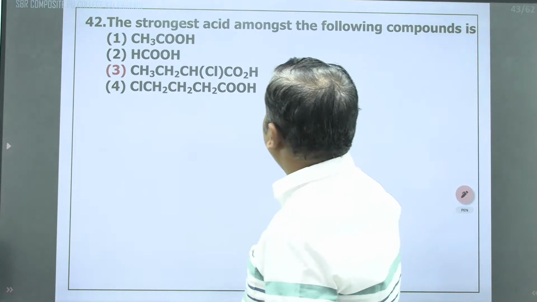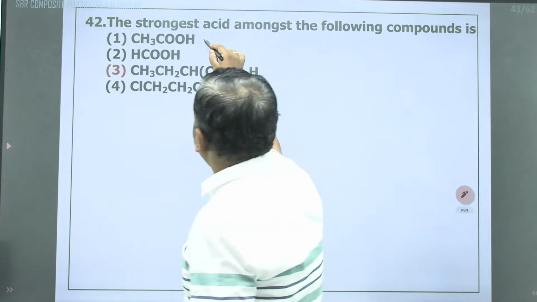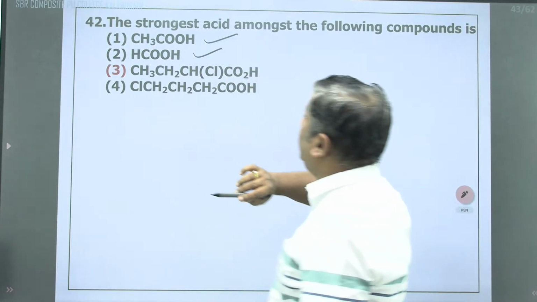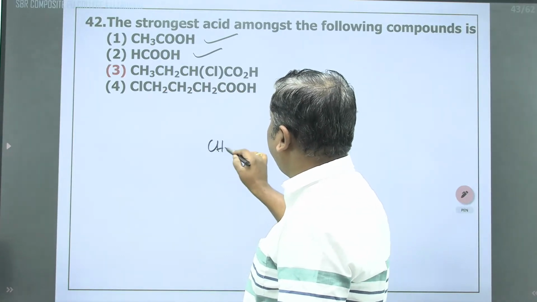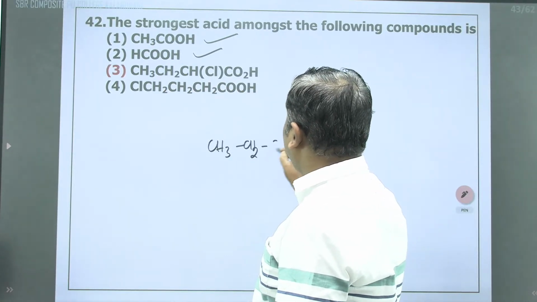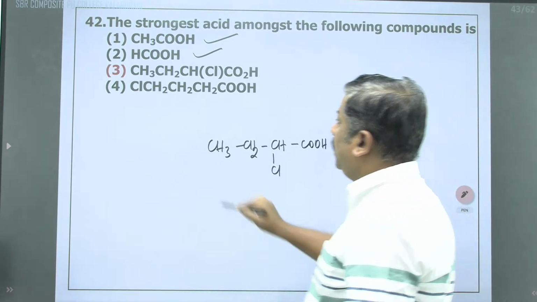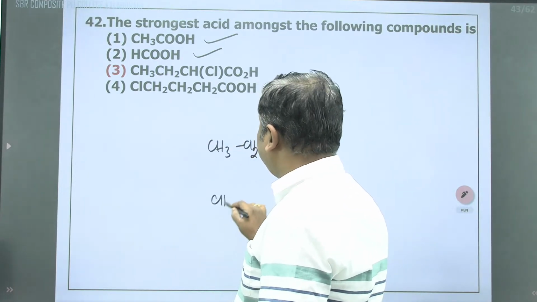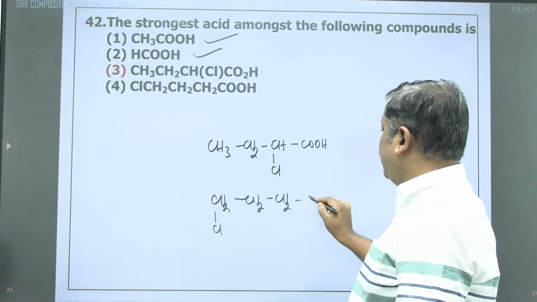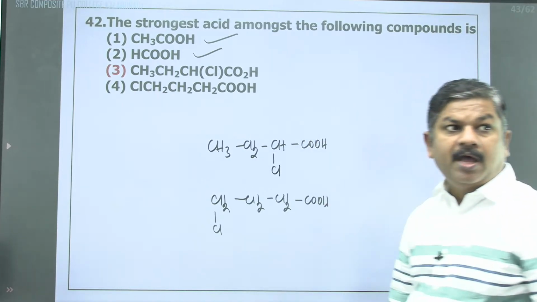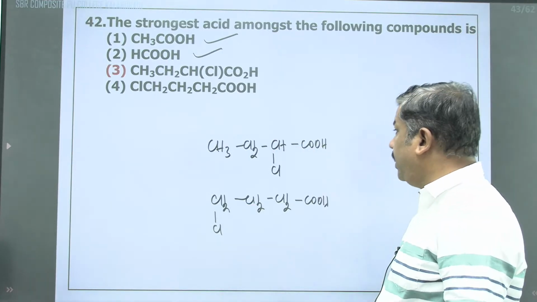Question number 42, the strongest acid among the following compounds is. First one is methanoic acid, next is ethanoic acid, the next one is formic acid or methanoic acid. Next is a chlorine substituted compound, CH3, CH2, CH, Cl, COOH. After that, the next compound is CH2Cl, CH2, CH2, COOH. Now this compound is called 2-chlorobutanoic acid, and this is called 4-chlorobutanoic acid.